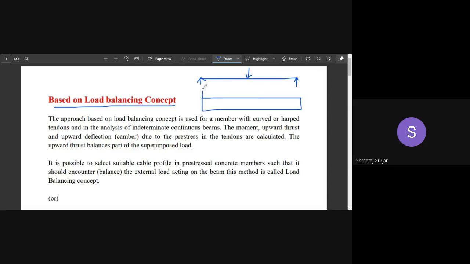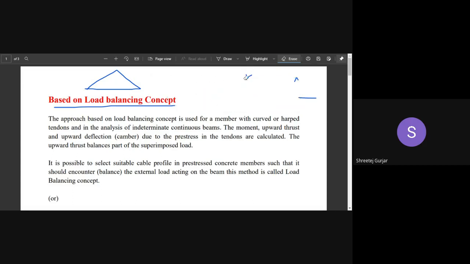If this is your beam and this is your CGC, your tendon will be in this format, a triangular format, because your bending moment is in this fashion. This is your bending moment diagram due to this load. Similarly, you can observe you have a tendon profile which is the reverse of this figure. So what we are doing is balancing the load which is coming, based upon a tendon profile.